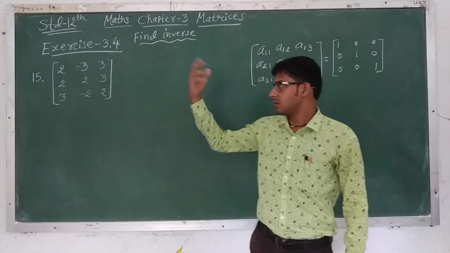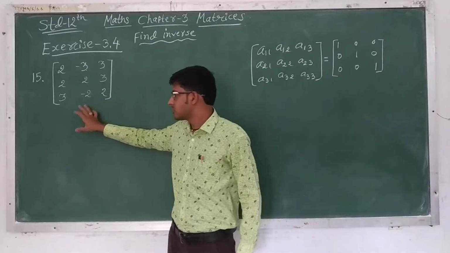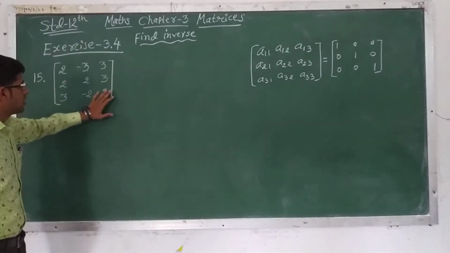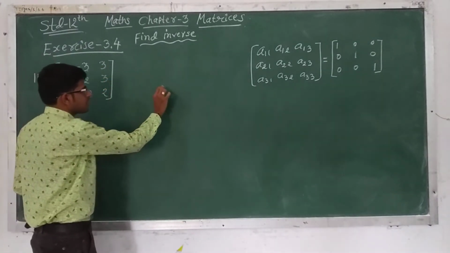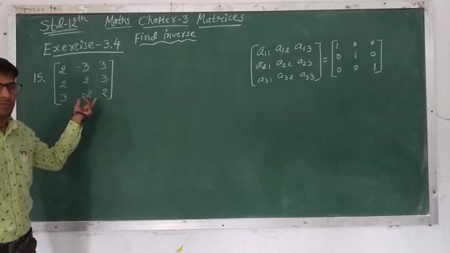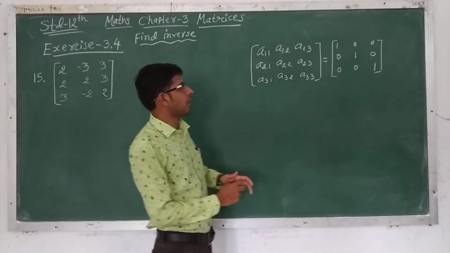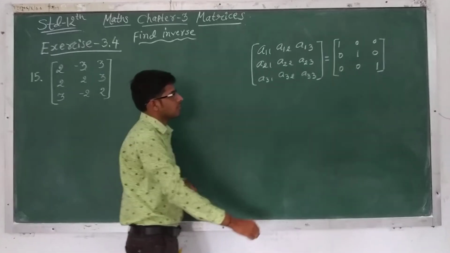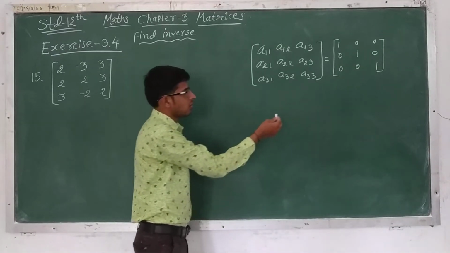Now we will start the inverse of a 3 by 3 matrix. Same way, we have to follow elementary transformations and find the inverse of 3 by 3 matrices. So first of all, how to make the identity matrix. Today I will give you a short method for finding the inverse of a matrix.